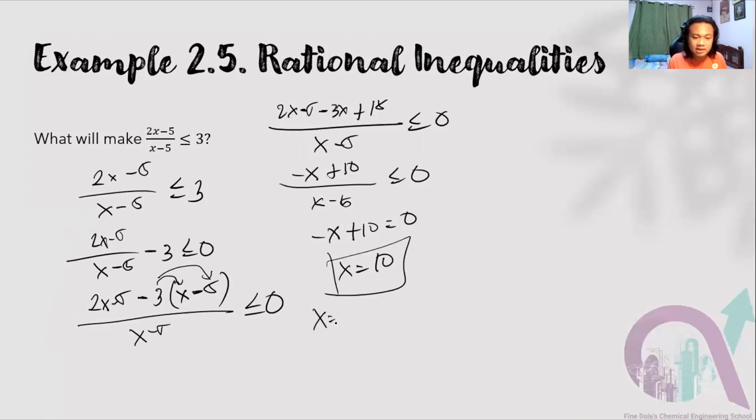Next, x minus 5 is equal to 0. Just move the 5 to the other side and the sign also changes. So x equals 5. So these are the important numbers to take note of.